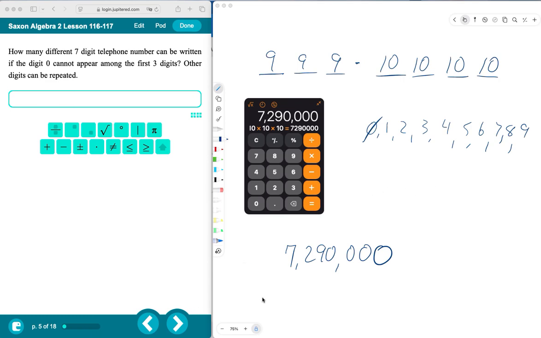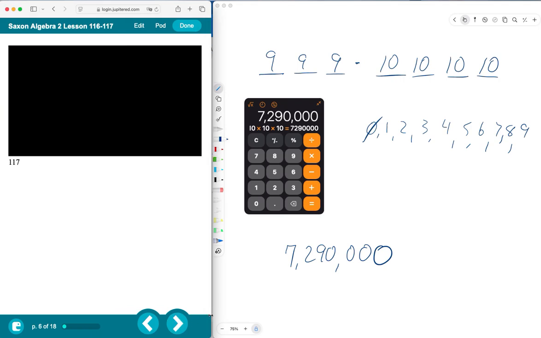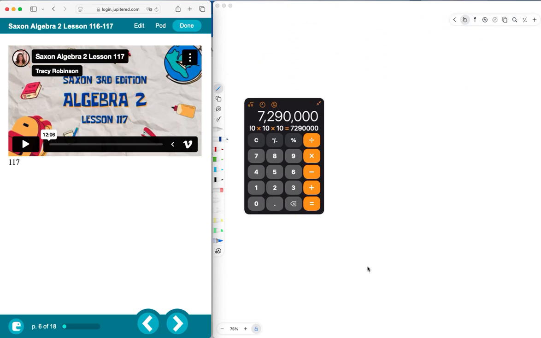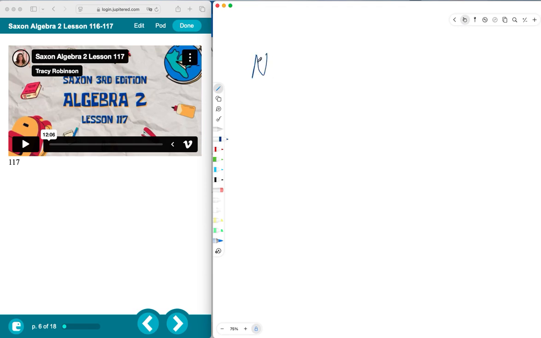All right, next problem. Let's look and see what we got. Okay, so now we're in the lesson. You see how easy that was? It only took 2 or 3 problems in order to get through it. So lesson 117 is about letter symbols for sets and set builder notation. Okay, so here's all the ones that you need to understand. This funky looking little N right here means natural numbers.